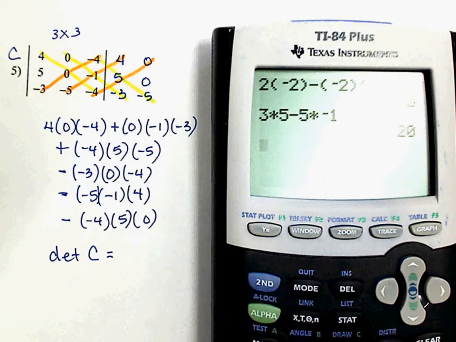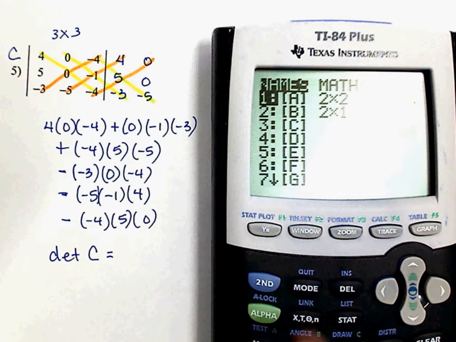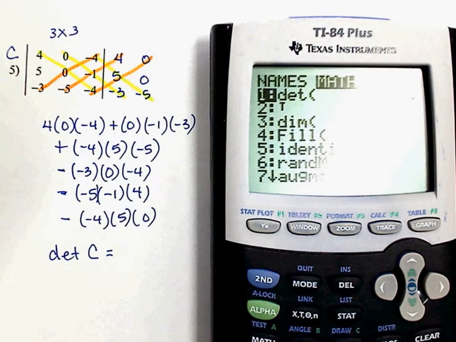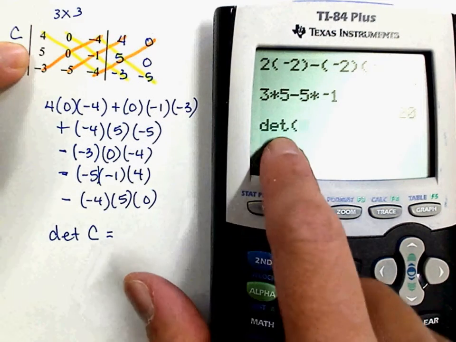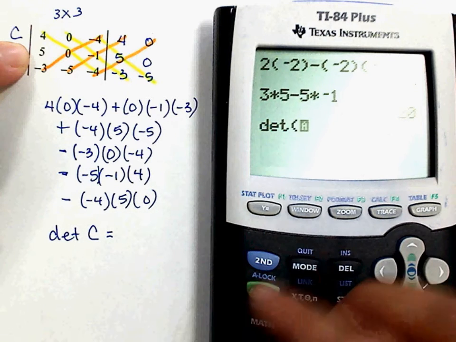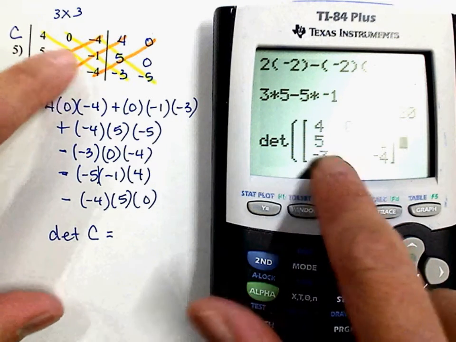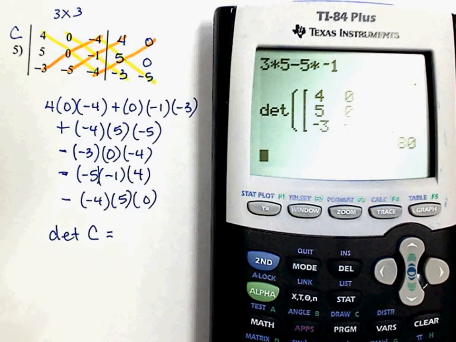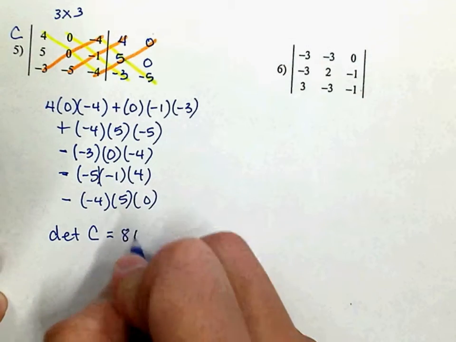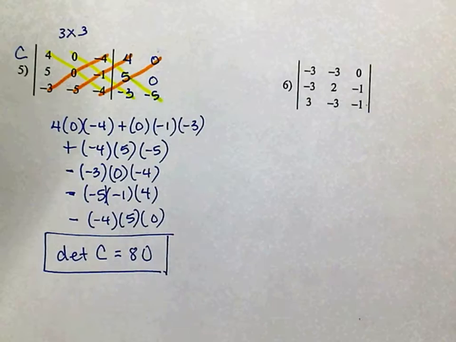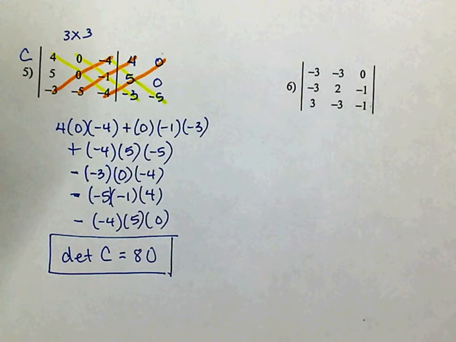Okay? First of all, you need to go and grab your determinant. So, second matrix, right click to math, hit number 1. Because I have to tell you what I'm looking for. Now do alpha zoom. And we're going to enter it again. 4, right click, 0, negative 4, 5, 0, negative 1, negative 3, negative 5, negative 4. Double check your numbers before you push enter. Okay? And the determinant is 80. And that's how you find the determinant for number 1, number 3, and number 5.